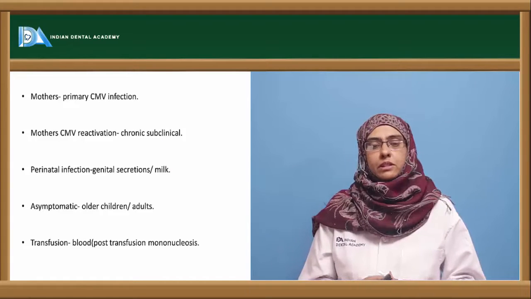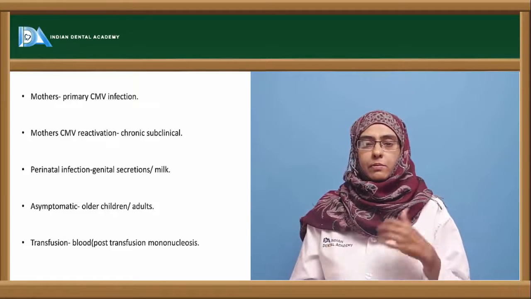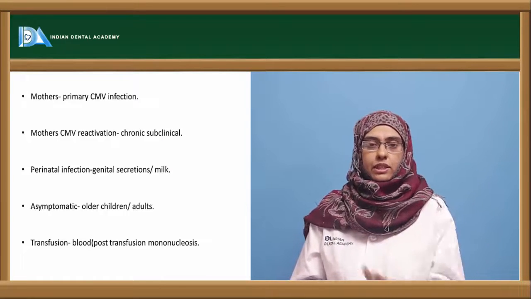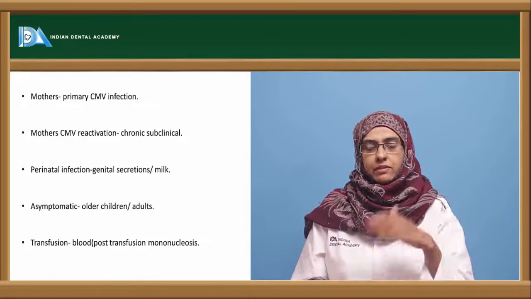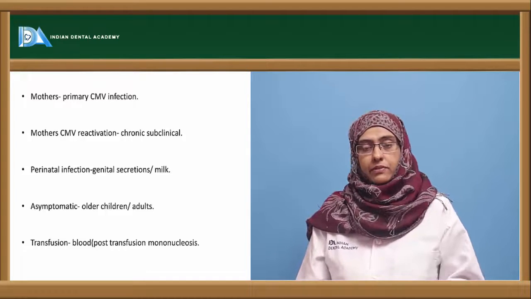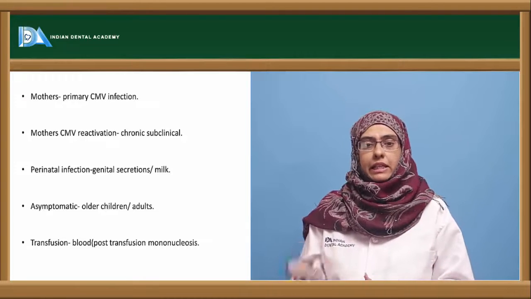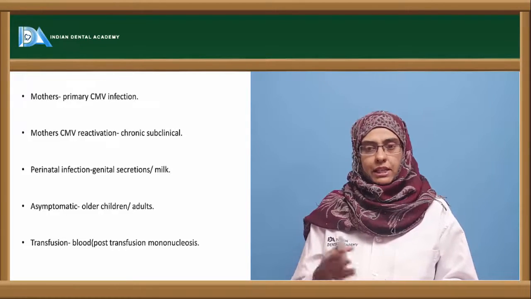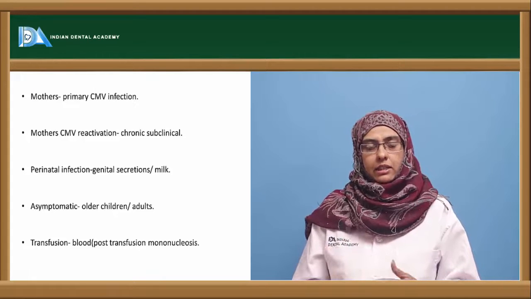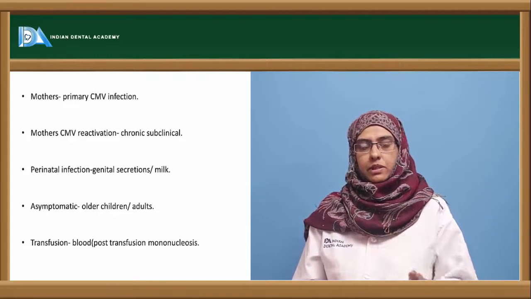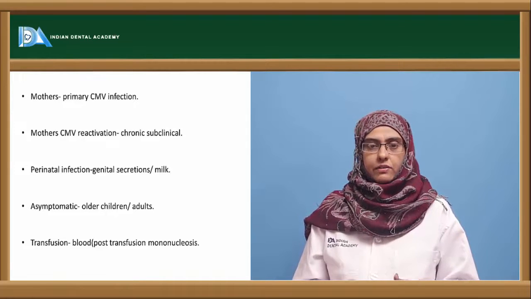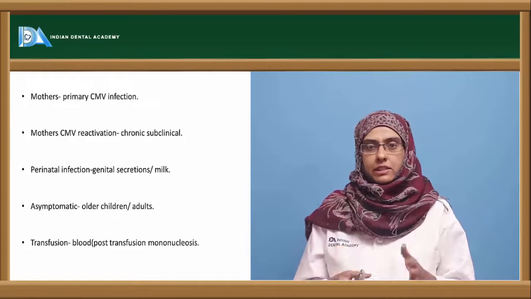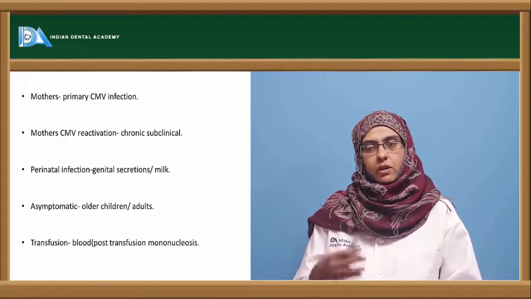Now coming to the mothers, in the infants born to a mother who has the primary infection, it is usually cytomegalic inclusion disease that can be seen. But if it is a latent infection in the mother, it can lead to chronic or subclinical disease. The other way in which children usually acquire this disease is called perinatal infection, which is either via the genital secretions or the breast milk.